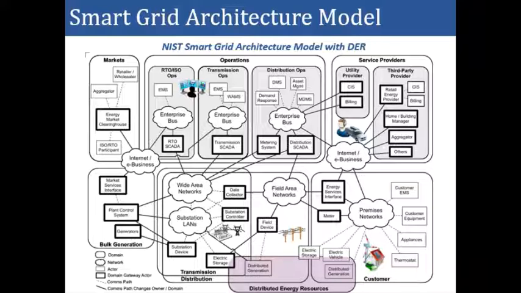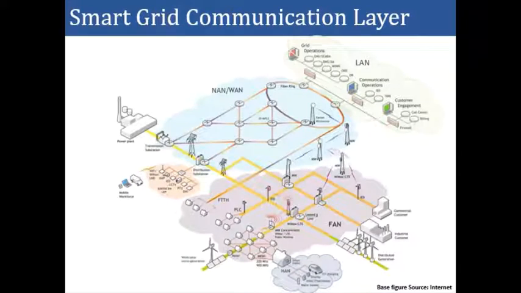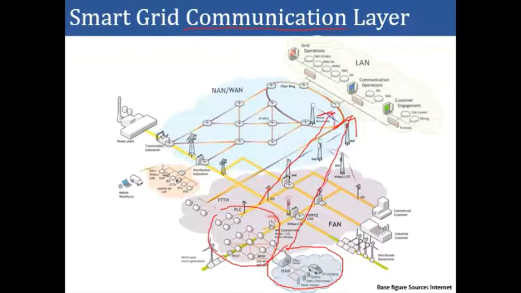Here we also discussed that the enterprise service bus is required for the data integration between the OT applications as well as the IT applications. Then we discussed the smart grid communication layer, and we saw how the data travels from, say, a smart home to the control center, or from the substation to the control center, and so on.